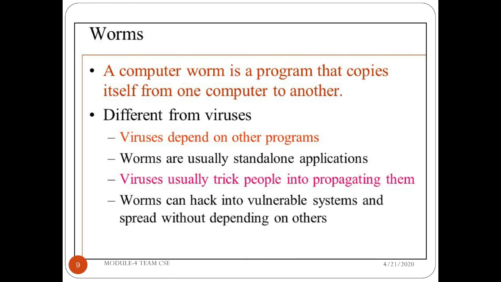Next slide, please. Worm. A computer worm is a program that copies itself from one computer to another. It is a different form of virus. Viruses depend on other programs to spread. Worms are usually standalone applications. Viruses usually trick people into propagating them. Worms can hack into vulnerable systems and spread without depending on others. These are some of the differences between viruses and worms.